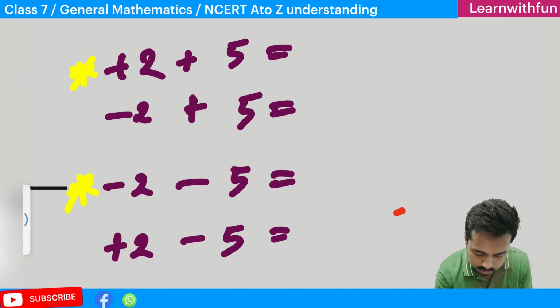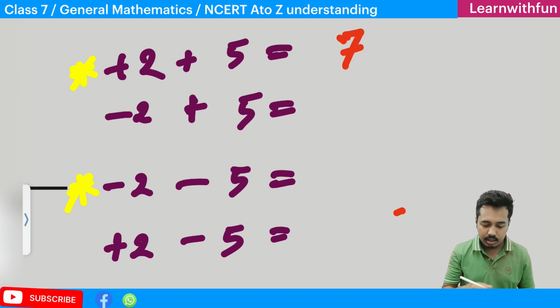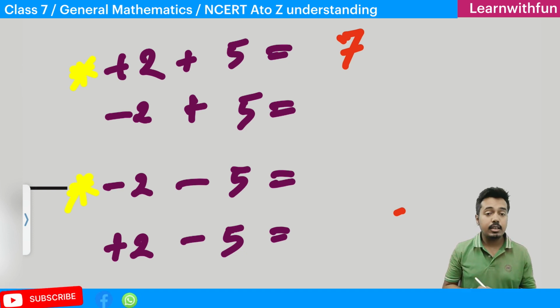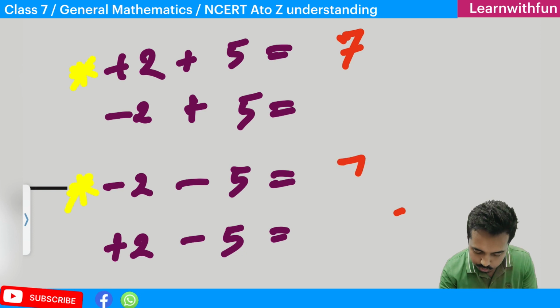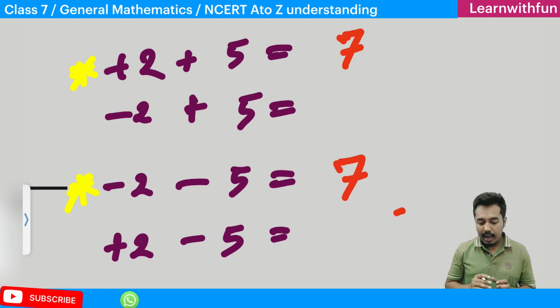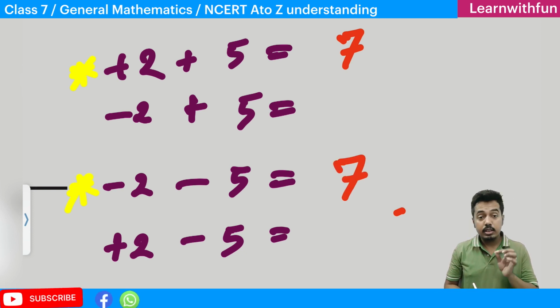That is 5 plus 2 is equal to 7. Now in the third case, the numbers have the same sign, but the signs are negative. Even in that case, you will have to add those numbers. That is 5 plus 2 is equal to 7. But you will have to put the sign which is before the larger number.